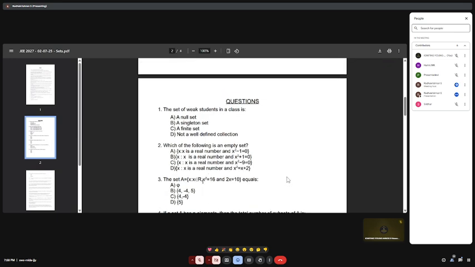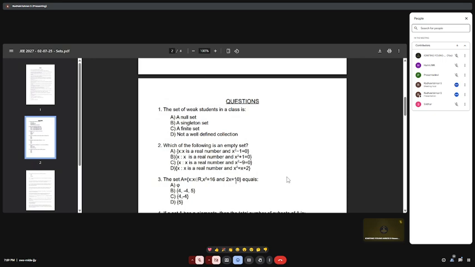So x is to be real. x square equal to 16. With what values of x will satisfy this x square equal to 16? Plus or minus 4. Okay, plus 4 square is 16, minus 4 square is also 16. So plus or minus 4.